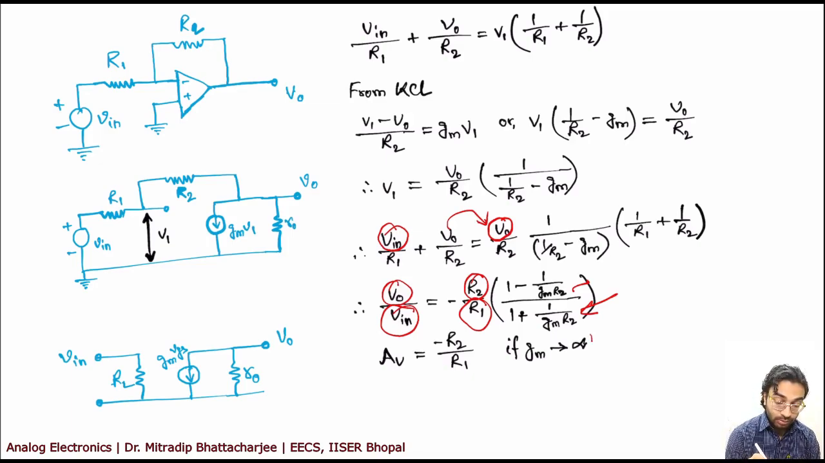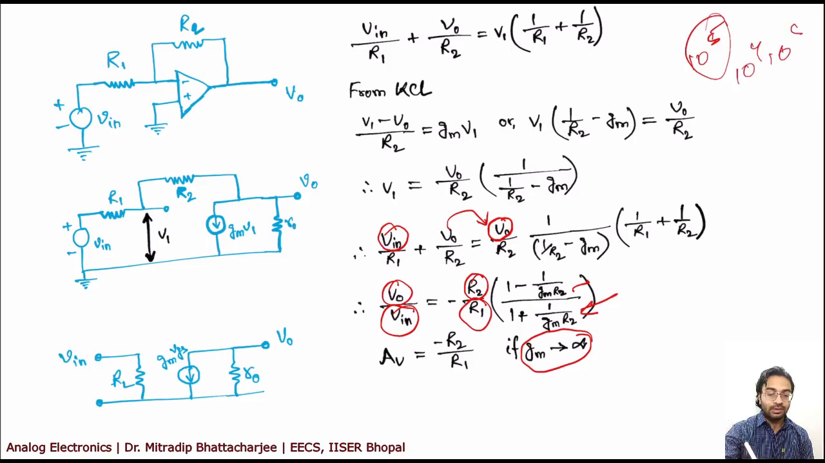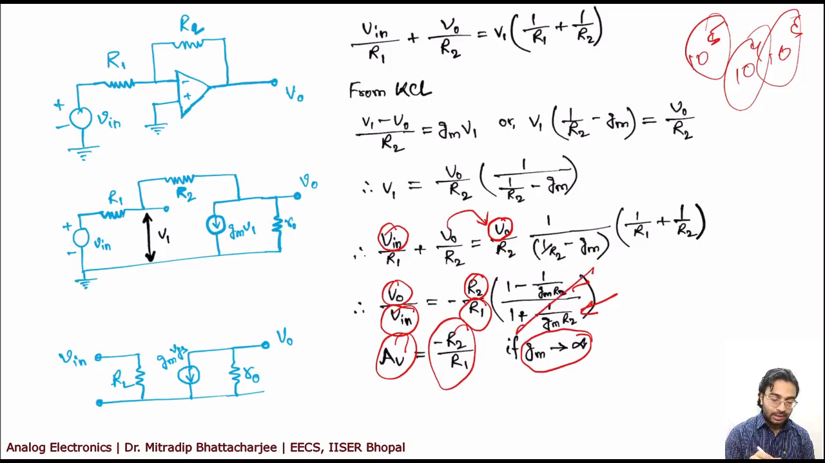Now for GM to be very high, what does that mean? GM very high means your gain AV will be very high, which is generally the case for an op-amp. I already said it is around 10 to the power 4, 10 to the power 5, in this range. So it is very high. In this case, your AV will be minus R2 by R1. You can neglect this term. This is what we know: for an inverting amplifier, your gain is minus R2 by R1.